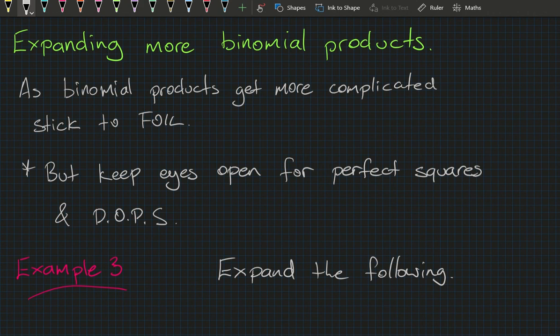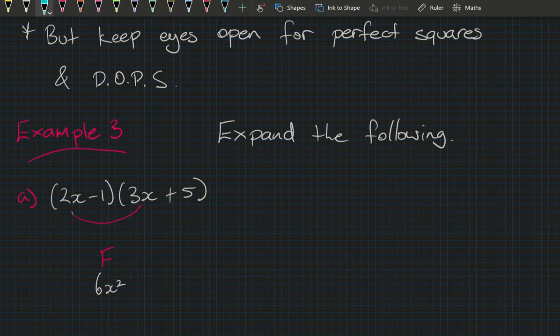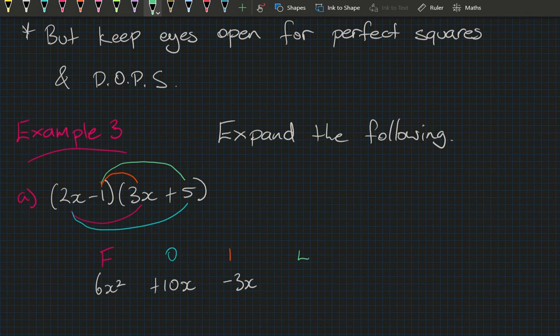In part A, we've got (2x − 1)(3x + 5). So the two first ones are 2x and 3x, and 2x times 3x is 6x². Then the two outside ones are 2x and 5, which multiplied together gives us 10x. Then the two inside ones are −1 and 3x, which becomes −3x. Don't forget the minus sign there, okay? And finally, the last two are −1 and 5. And when multiplied together, that's −5.